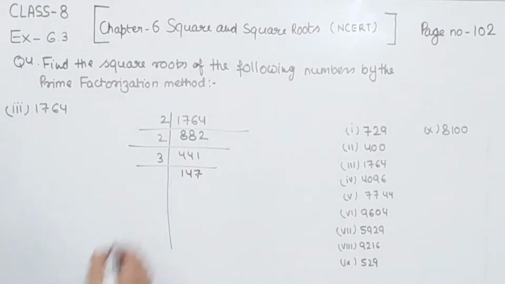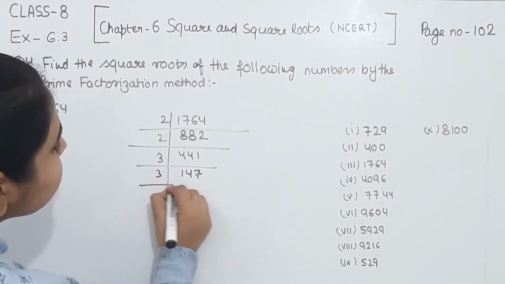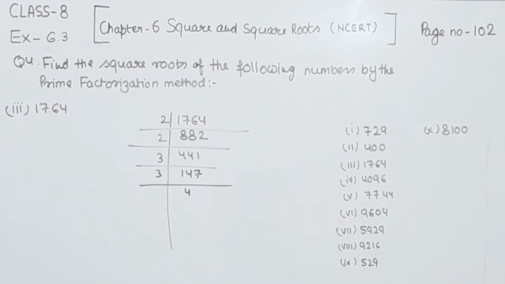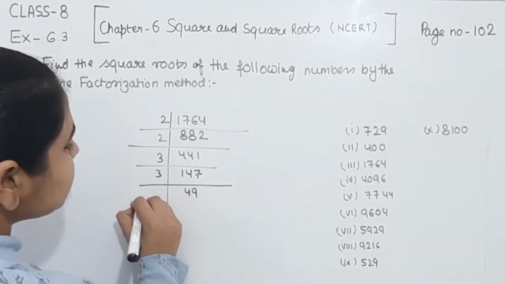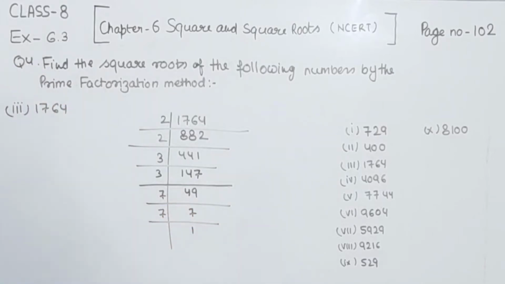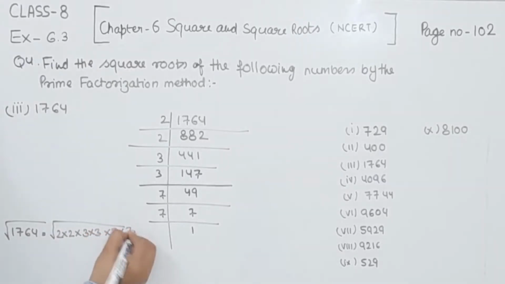Now 3 4s are 12, remainder 2, 3 9s are 27. Now 7 7s are 49 and 7 1s are 7. So I am going to write here root 1764 is equal to 2 multiplied by 2 multiplied by 3 multiplied by 3 multiplied by 7 multiplied by 7. 1, 2 and 3. We have 3 pairs.